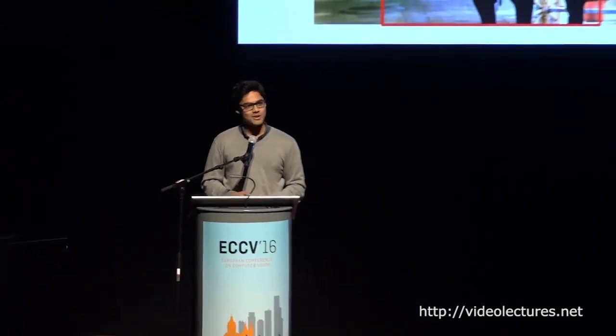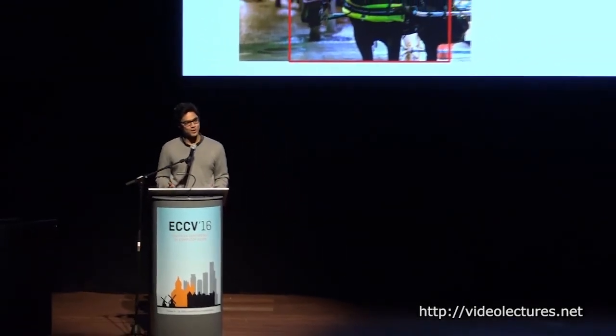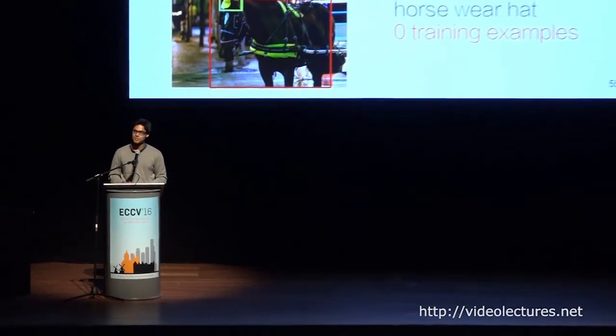And now, not only can it detect a person sitting on a chair, but it can also detect when a person is sitting on a fire hydrant. Additionally, it's seen a lot of examples of people riding horses, and it's seen a lot more examples of people wearing hats. So now, it can detect when a horse is wearing a hat, something it's never seen before.